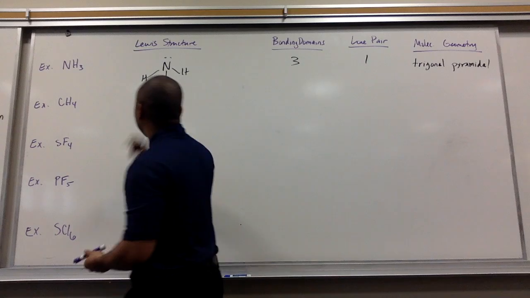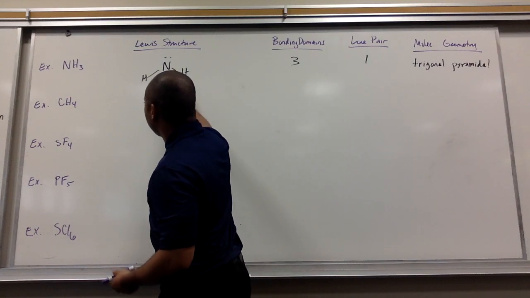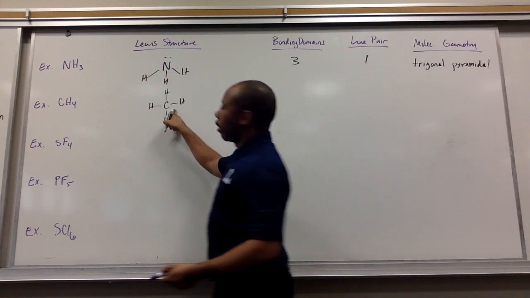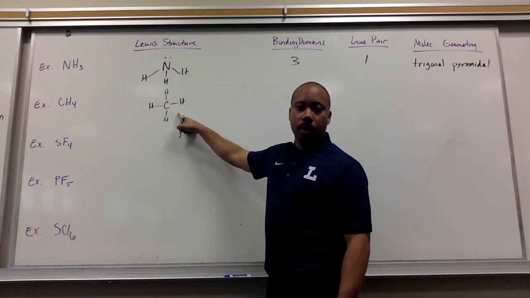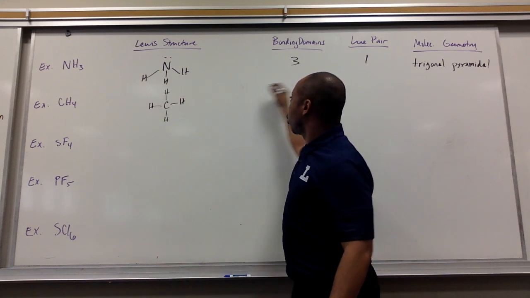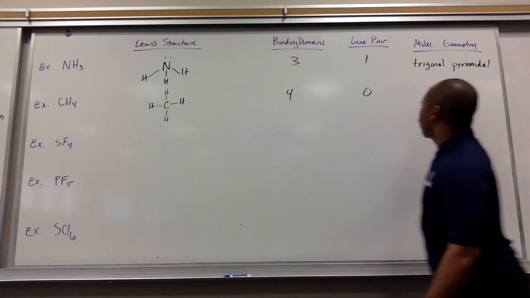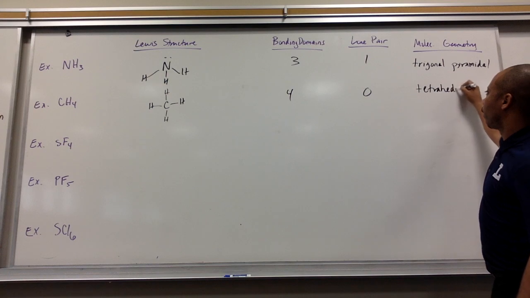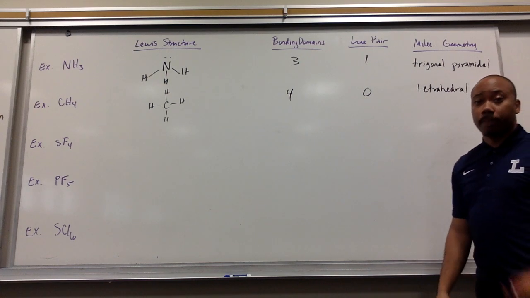Next, CH4. Sorry if this gets a little congested here. This is what CH4 looks like. We have 4 bonding domains, no lone pair, so that is going to be tetrahedral. Tetra meaning 4.